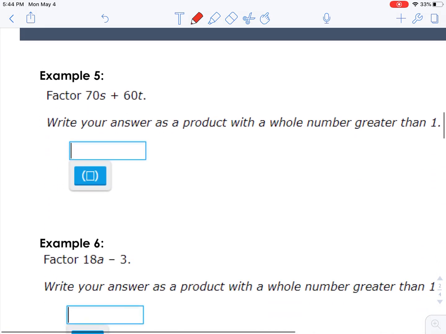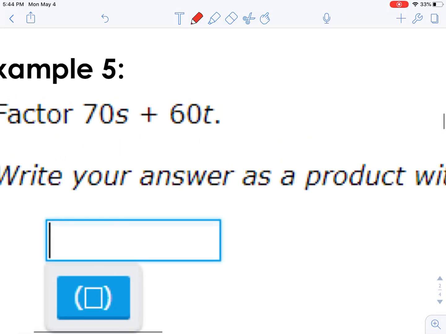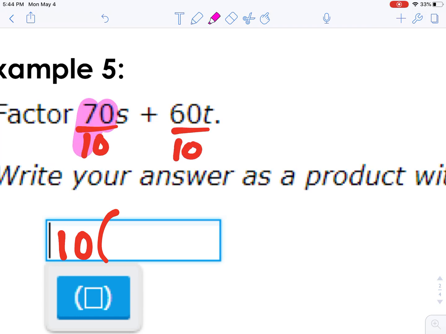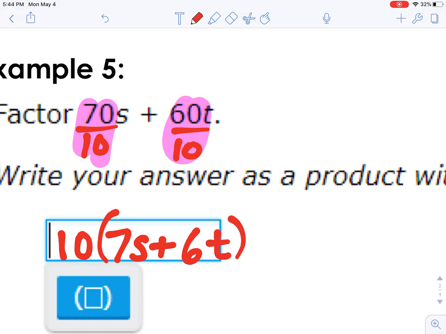I have another one for practice here. 70 and 60, they are both divisible by 10, so we're going to factor out a 10. When you divide by 10, 70 divided by 10 is 7, and don't forget the s. 60 divided by 10 is 6, and don't forget the t.